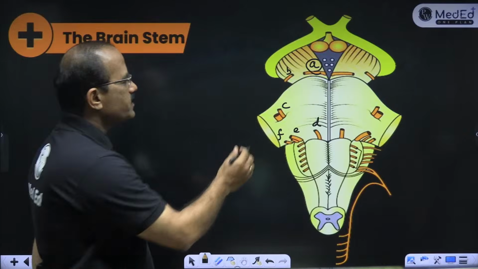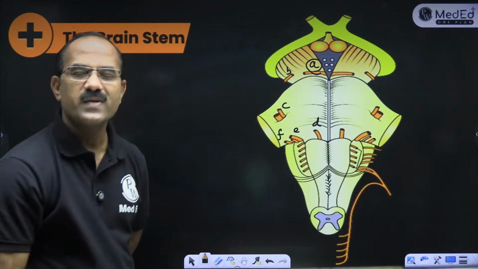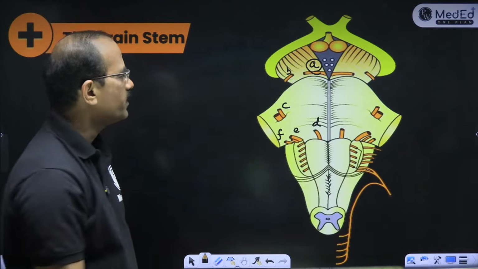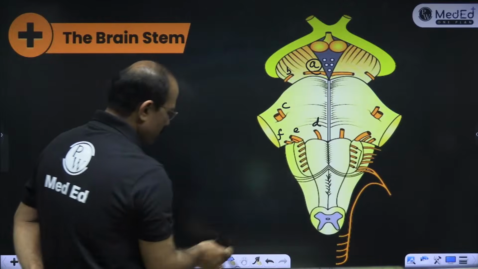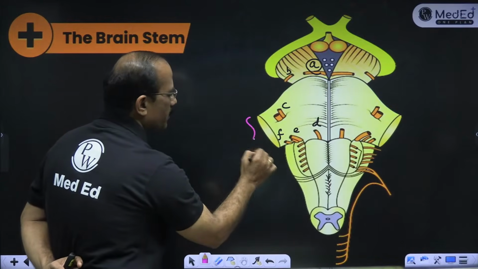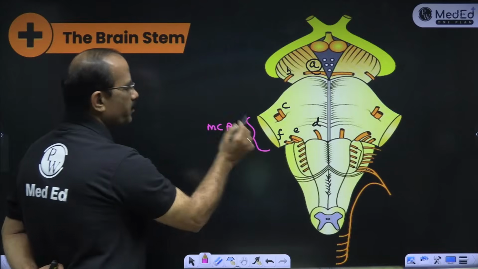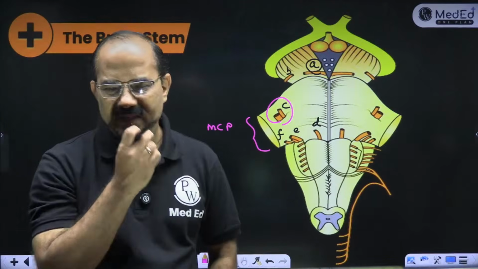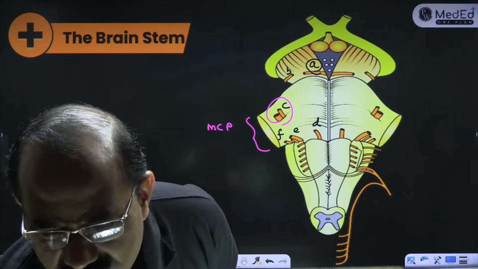Okay, now coming to C. What is C? That's the trigeminal nerve. This is the pons, and what is this structure? This is the middle cerebellar peduncle. Okay, just one moment.